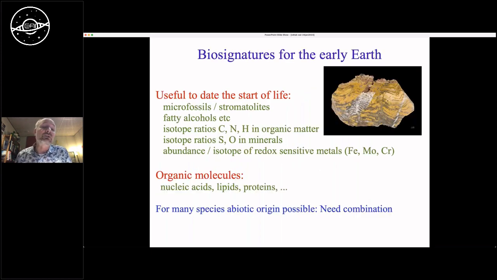So the first type, I guess, of biosignatures is used for the early Earth, right? Trying to go back to see when life got started and what it looked like back then. Let's not go into details, but there are lots of methods that people use to prove that life really started very early on Earth and got diversified slowly.